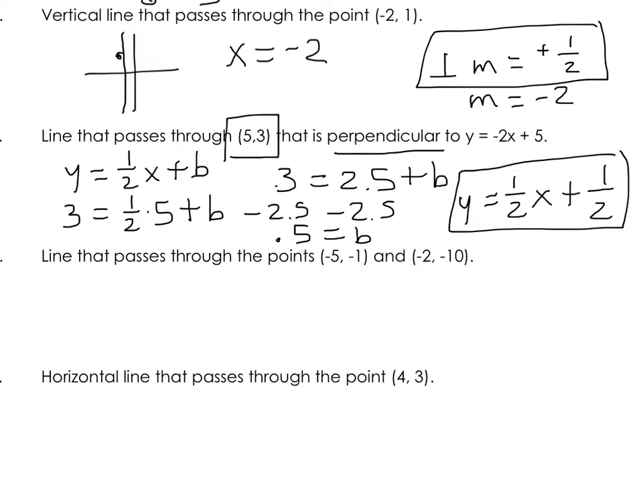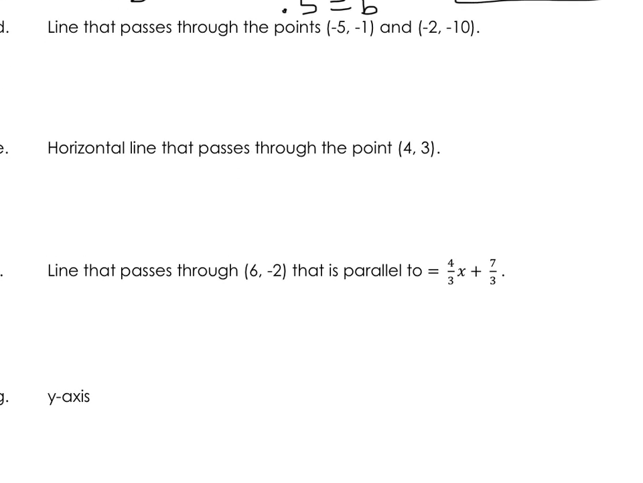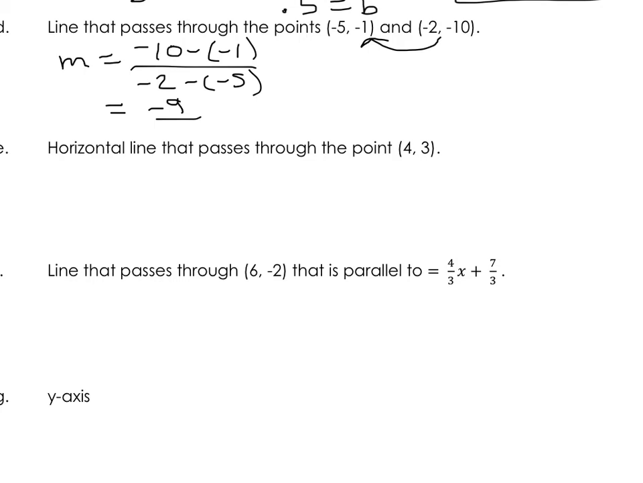A line that passes through the points (-5, -1) and (-2, -10). We want to find the equation of this line. We have 2 points. Whenever we have 2 points, we know that we can calculate the slope. So let's take -10 minus a -1 over -2 minus a -5. That is -9 over -2 plus 5, 3. It's -3. So our slope is -3.